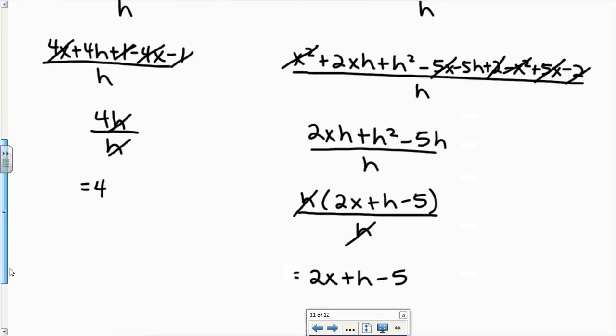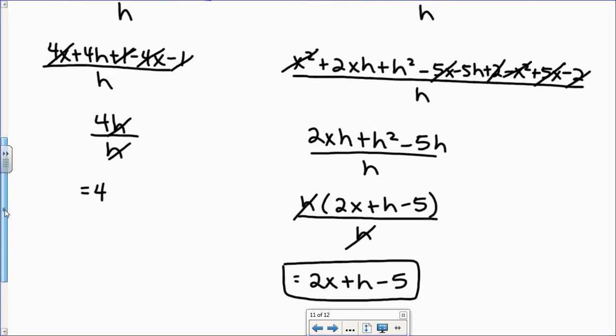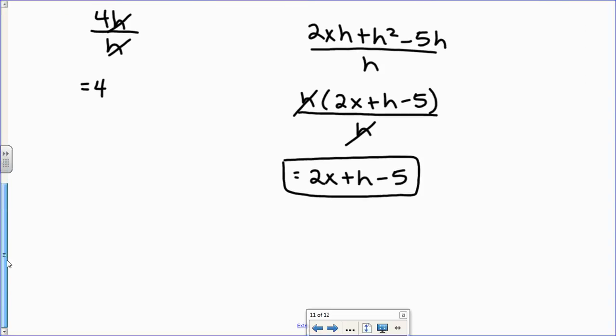Okay, so what this tells me, so this is my answer. Notice that it's not a constant because the rate of change is not always the same. It's always the same if you have a line. But if you have any type of curve, okay, then it's not always going to be the same. So we can plug in numbers for x and h and calculate the slope on a given interval.